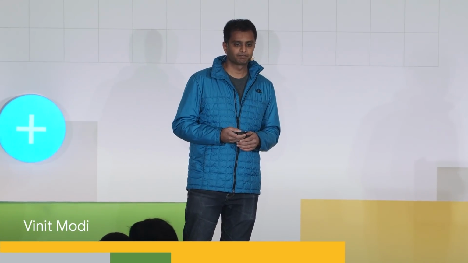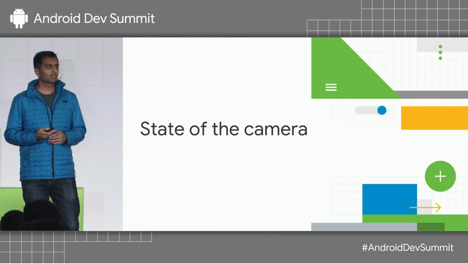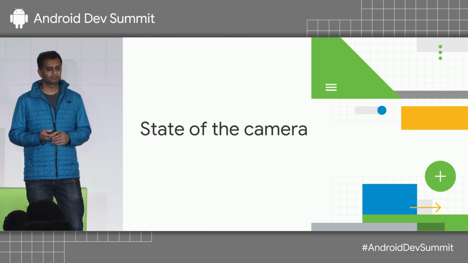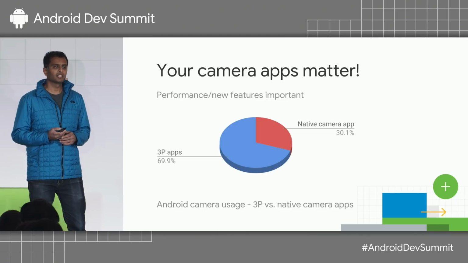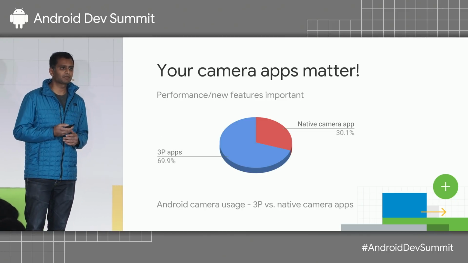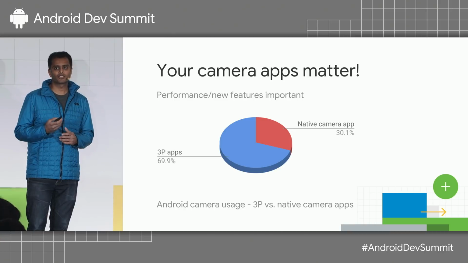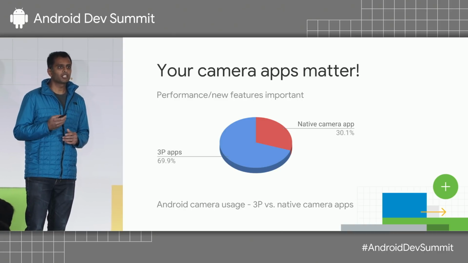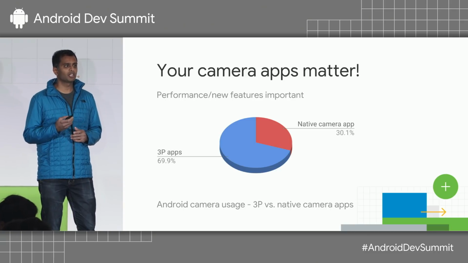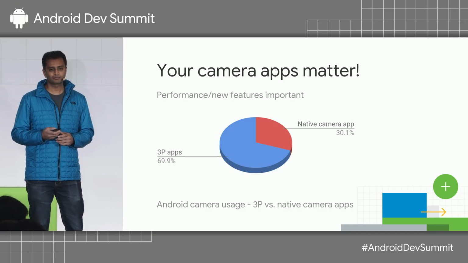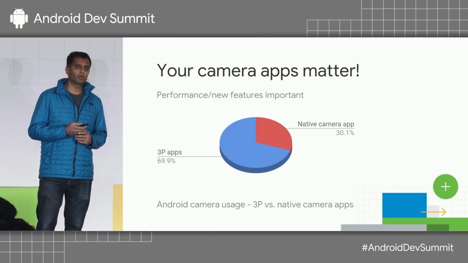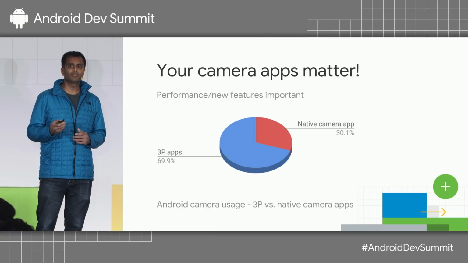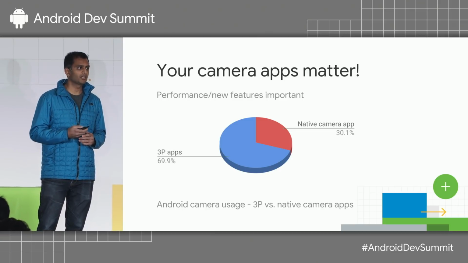Before we talk about the new API, let me give a quick update on the state of camera. Historically, most camera apps focus on the native camera app that ships with the device. It turns out, however, that more than twice the amount of camera usage occurs on the apps that you build. And it's extremely important that you support the new features that are available in the new Android APIs.